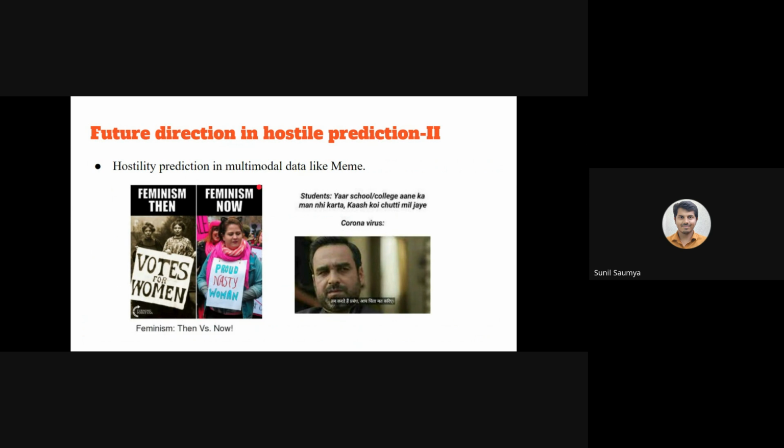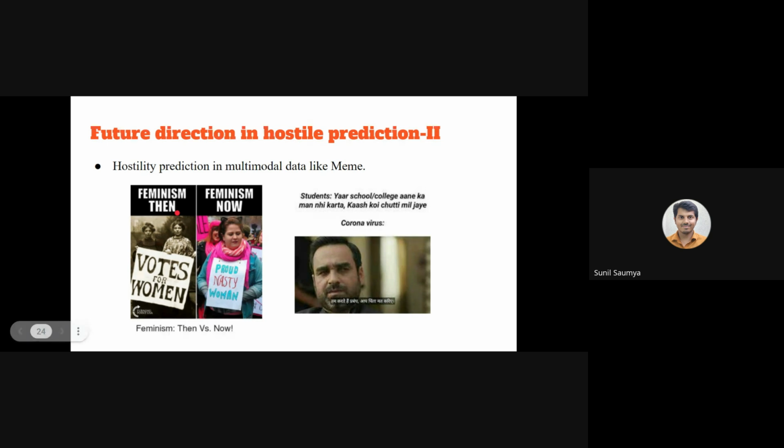But along with that, we have some more challenges also. How do we do the hostility prediction in multimodal data? Multimodal in the sense that till now we were talking only about one kind of data, that was the text. But when it comes to text and image, like the meme, what you see on the screen, how do we do the hostility prediction with the meme? Here you can see the meme, where we have the image and the text written in it. But all the words are English, so it is still fine.